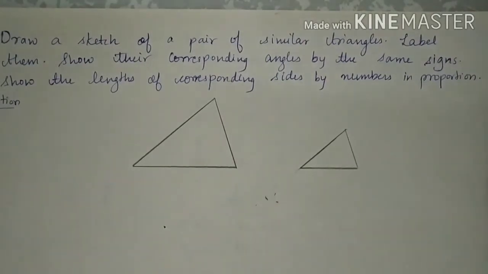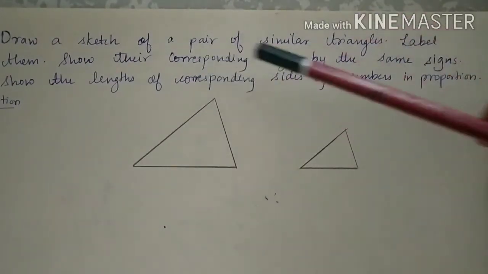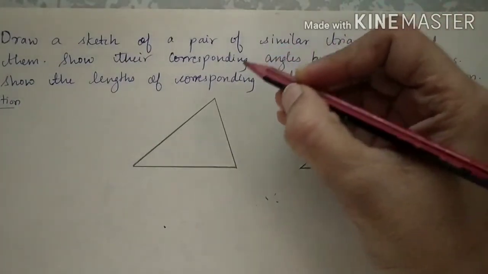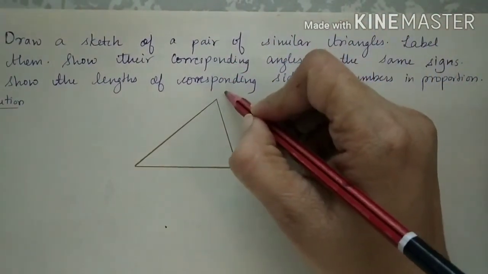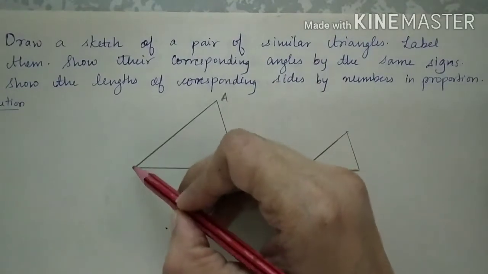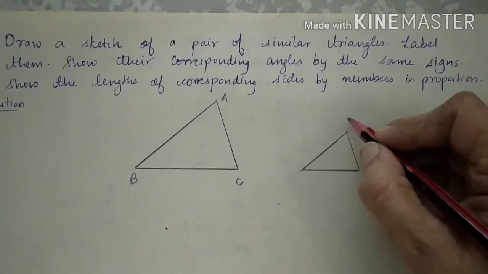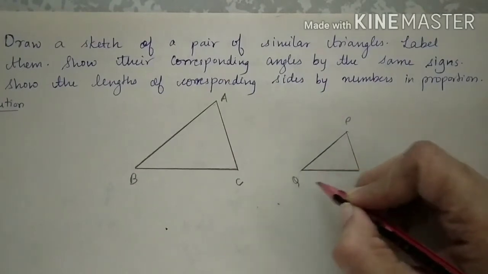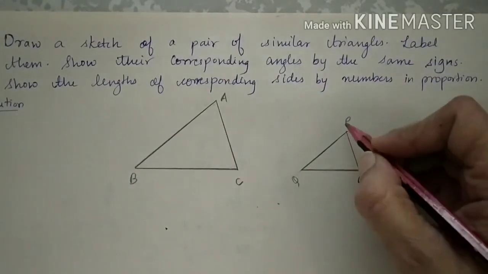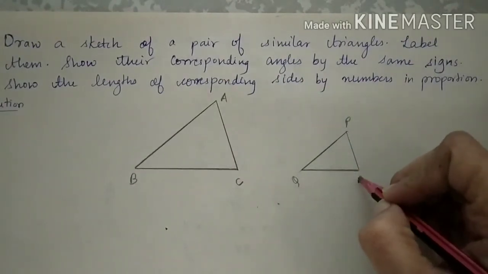So my first step is over. Draw a pair of similar triangles. You are also always supposed to draw the figures with pencil. Then label them. I can label them as A, B, C, P, Q, R. Whatever you want to, you can label it.